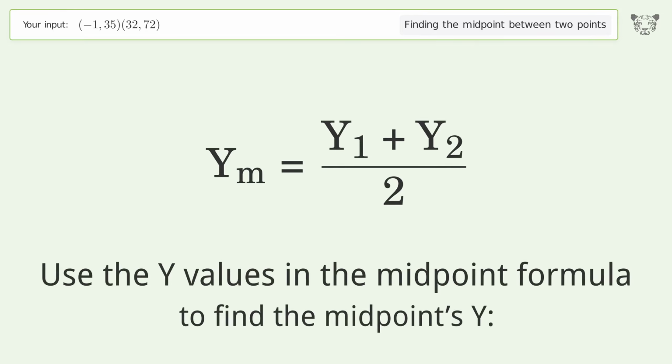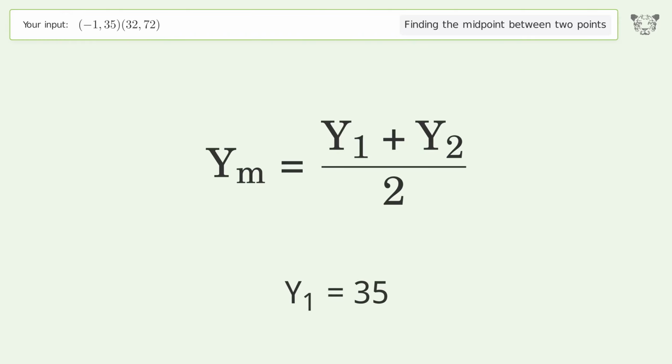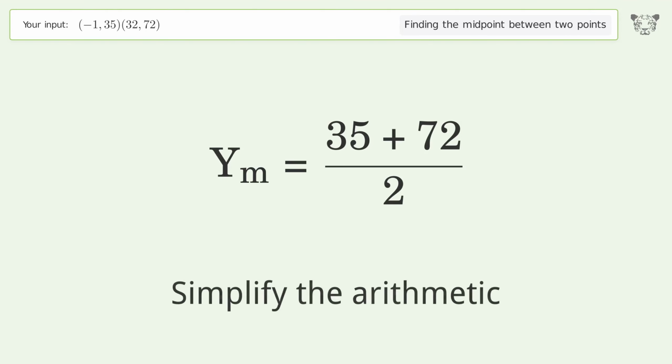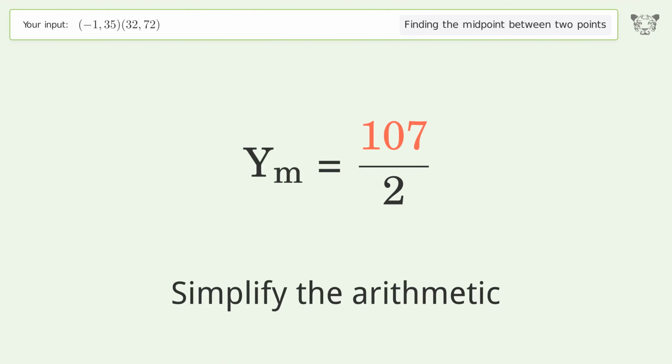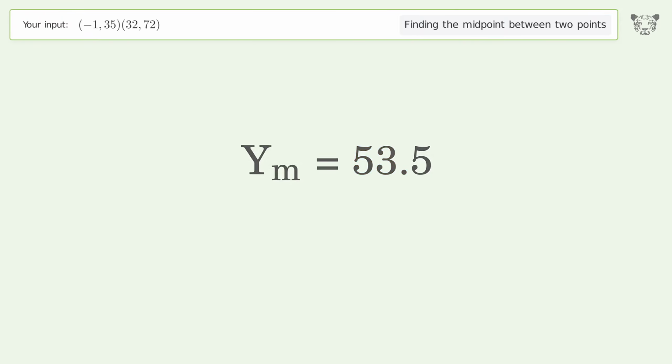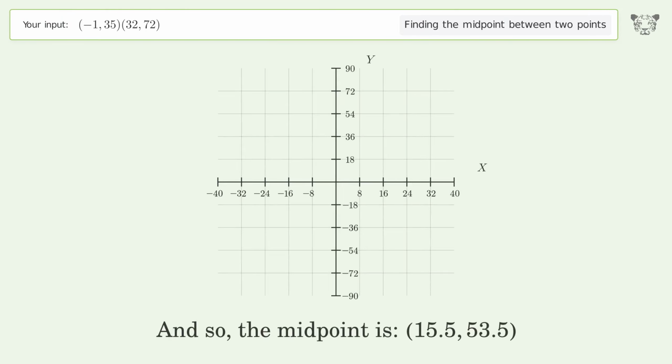Use the y values in the midpoint formula to find the midpoints y. y1 equals 35. y2 equals 72. Simplify the arithmetic. And so, the midpoint is 15.5, 53.5.